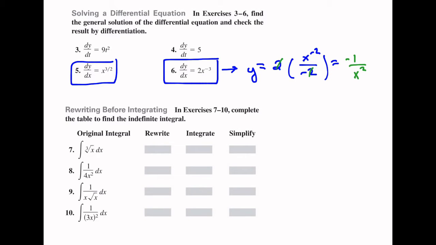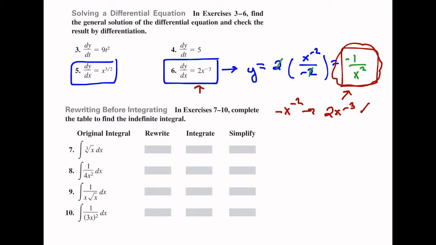And if you want to check by differentiation, you can always check the answer. What would have been the derivative of this? Well, the first step, I hope, if you were finding its derivative, would have been to write that as negative x to the negative second, and then use your power rule, and the derivative would then be positive 2x to the negative third. And if you look at this original question, it is positive 2x to the negative third. All right, so this is your answer, and this is your check by differentiation.